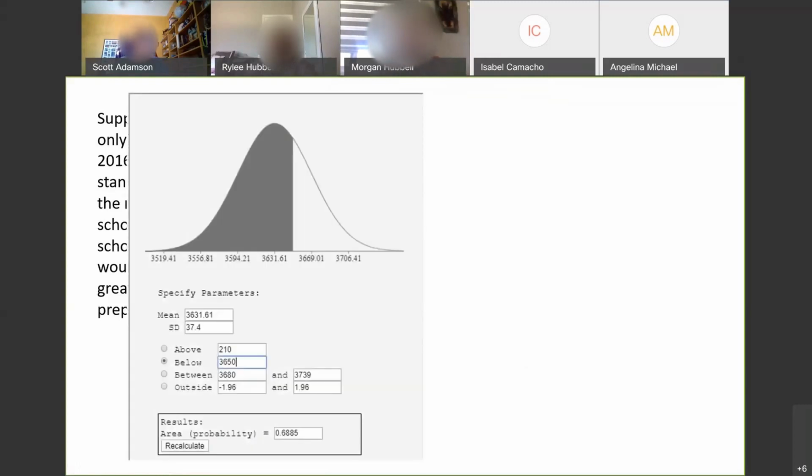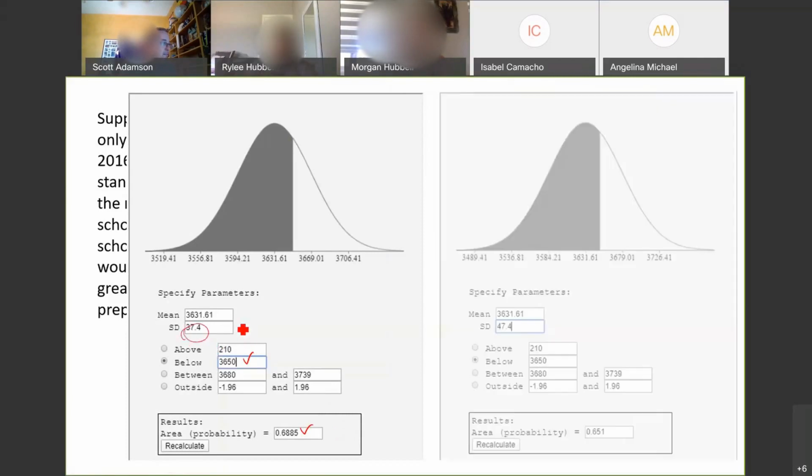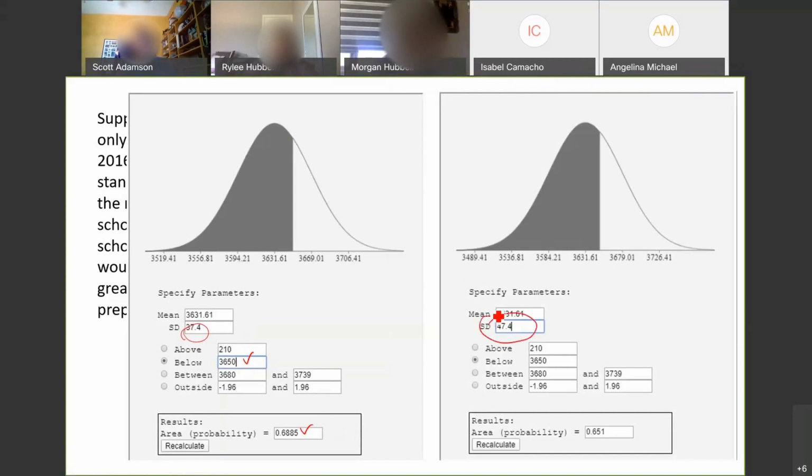Take a look. Just as in my example, remember my 36.50 and that 68.85%? What if the standard deviation wasn't 37.4, but 47.4? What if we spread things out more? Look what happens. We now are scoring above only 65% instead of almost 69%. Even though our scores didn't change, our comparison, because of the standard deviation, does change from being better than almost 69% to only being better than 65%.